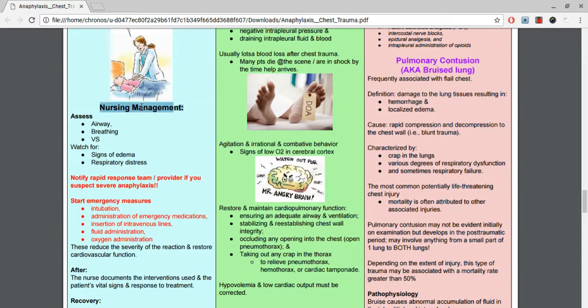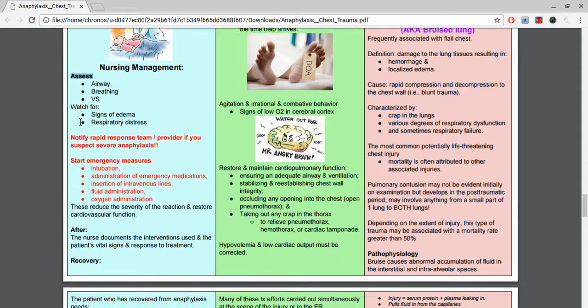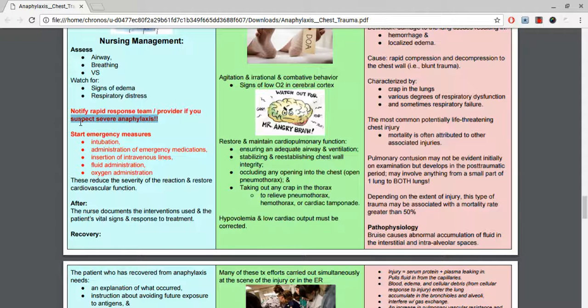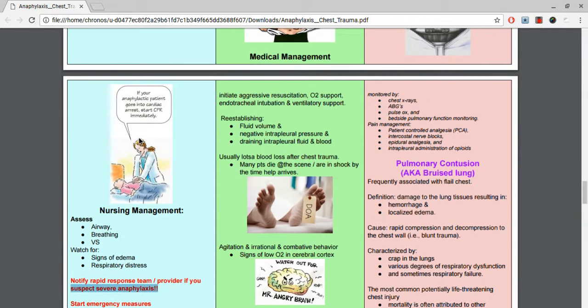Nursing management. If you have time for these things, you would assess the patient first. You would check the airway, the breathing, the vital signs. You would watch for signs of edema or respiratory distress. If you notice that they're having a severe reaction, then you're going to call the rapid response team or the provider so that they can go ahead and start that CPR.